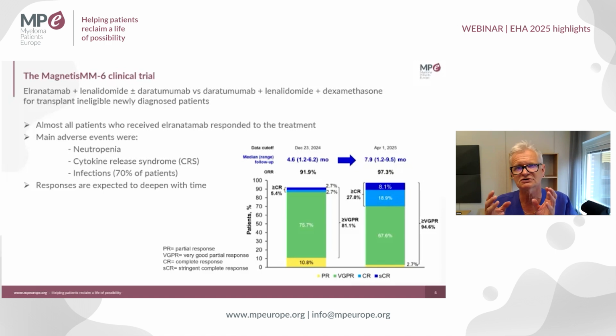versus daratumumab, lenalidomide, dexamethasone. And what you can say is that almost all patients that received elranatamab in any form had a very good response, and they also checked for toxicity. This was nothing that was, I think, a big problem. It was the expected side effects with neutropenia, the cytokine release syndrome.